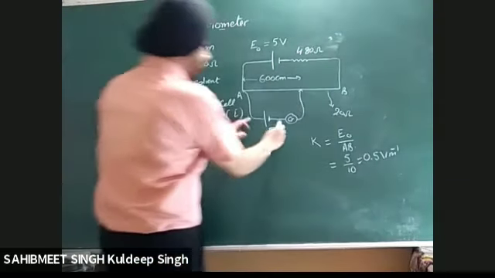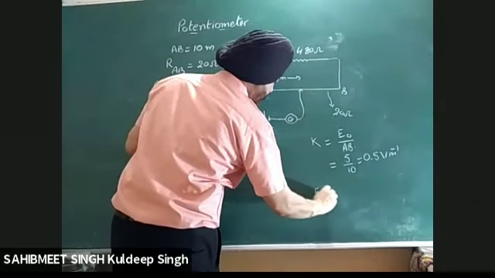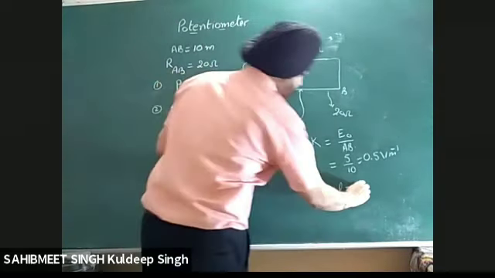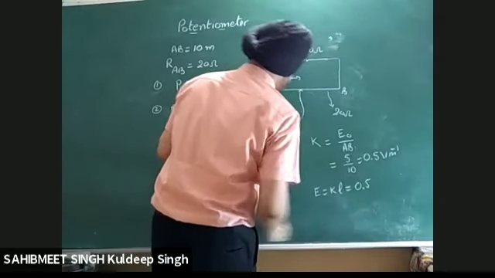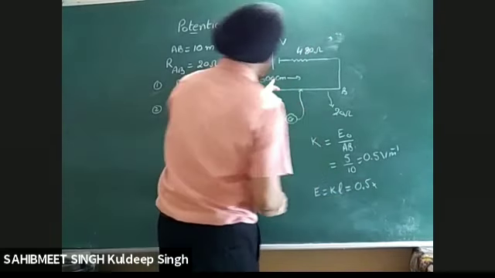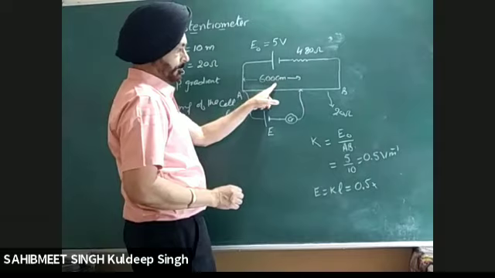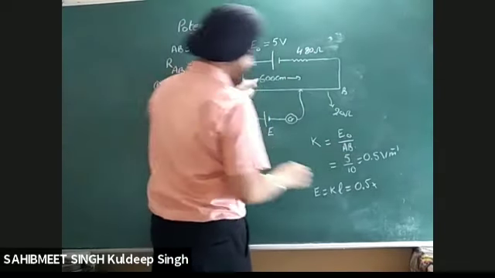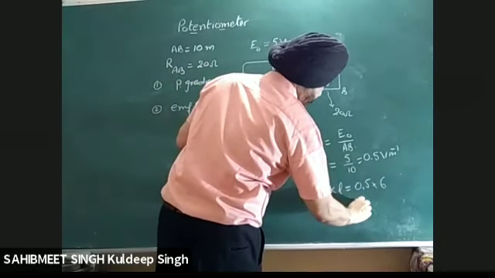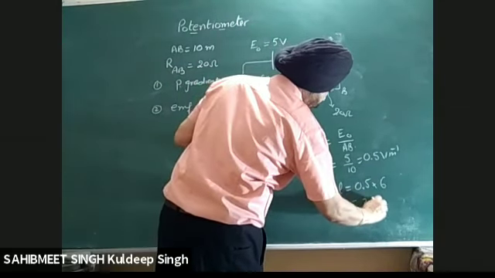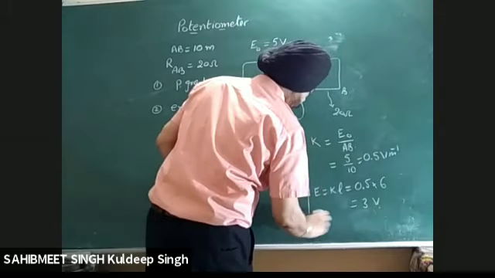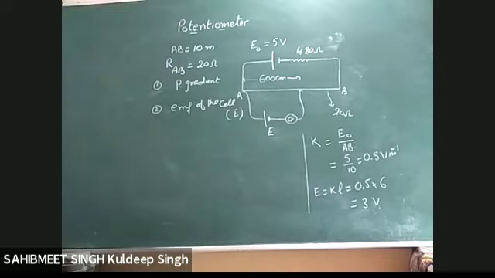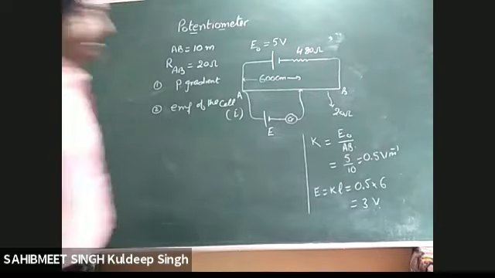Then what is the EMF of this cell? This is equal to the potential gradient into length. So this is 0.5 multiplied by 600 centimeter. Here I am using a meter, so either make it meter here, so I will multiply by 6. The answer is equal to 3 volt. If you do the question this way, then there is a mess. It is not correct. So this is wrong.